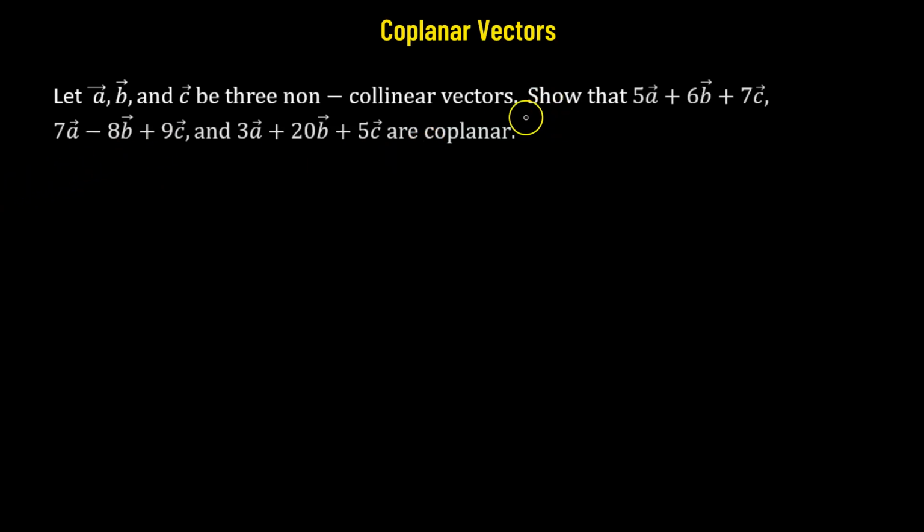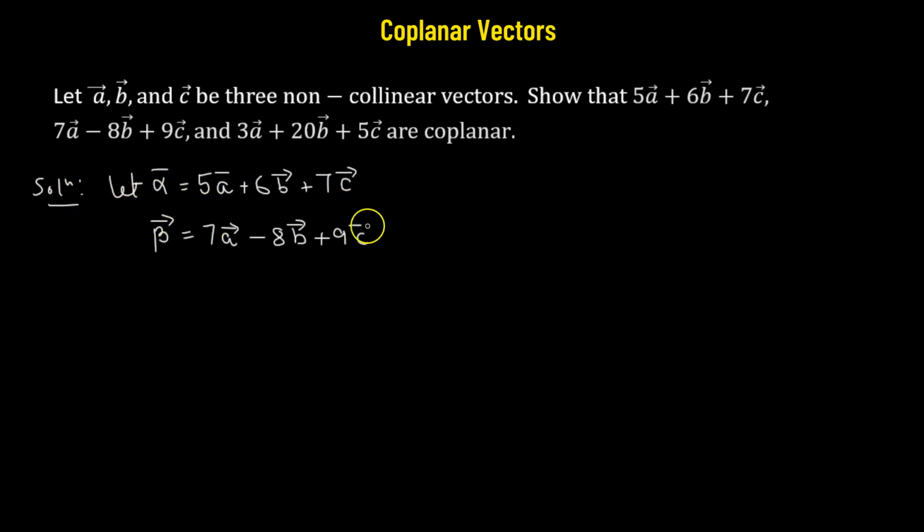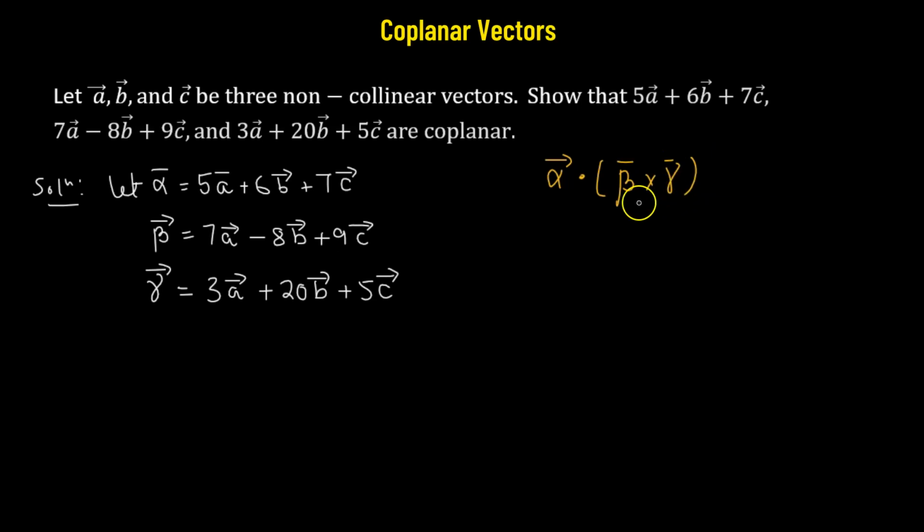So let's begin by naming these three vectors as alpha, beta, and gamma vector. So let alpha vector be given by. So what we have to do is we have to show that these three vectors alpha, beta, and gamma are coplanar. Take alpha vector and take the dot product with the cross product between beta vector and gamma vector. So this is the scalar triple product between alpha, beta, and gamma. If we can show that this value is equal to 0, then we can say that the three vectors alpha, beta, and gamma are going to be coplanar. So how do we do that?